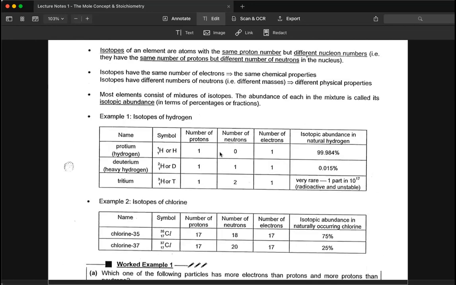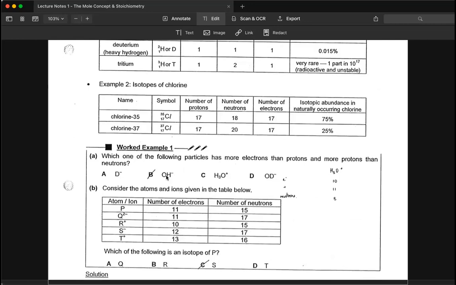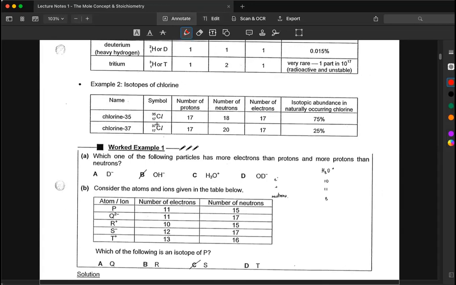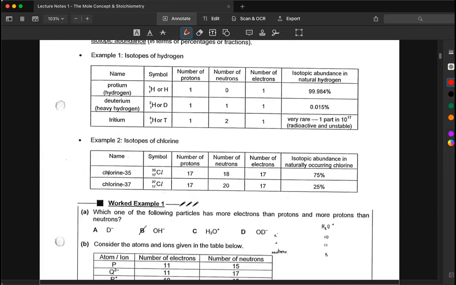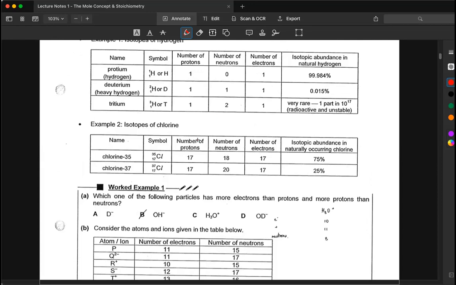But maybe I'll go through this word example on isotopes. This is more like an A-level question, where you don't really see it in O-level or even some O-level prelim papers. So you have these 4 particles. You are supposed to deduce the particle that has more electrons than protons and more protons than neutrons. So what you can do is, for deuterium, the information is given here. It has 1 proton, 1 neutron, and 1 electron.